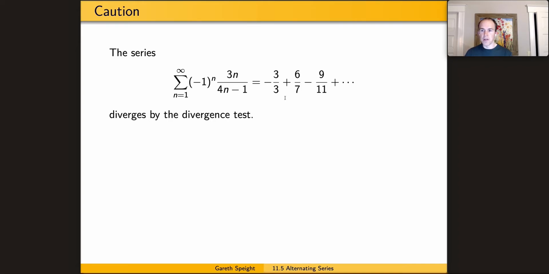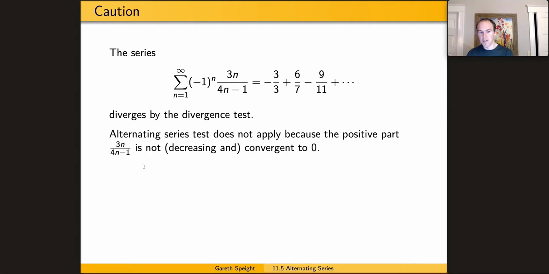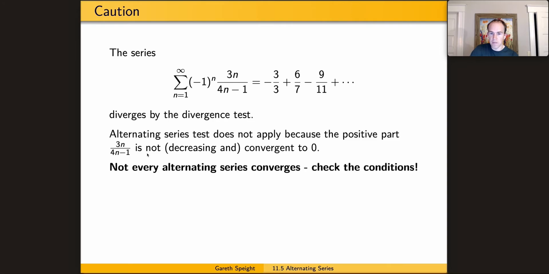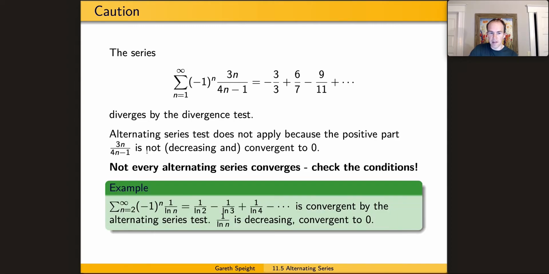So why, even though it's an alternating series, does the alternating series test not apply? Well, for instance, if we look at 3n divided by 4n minus 1, it's not convergent to 0. Okay, and we didn't even check it's decreasing, but in particular, it's not convergent to 0. So we cannot apply the alternating series test. So do check the conditions. But don't let me scare you off. If the conditions are satisfied, then this is a very powerful test.